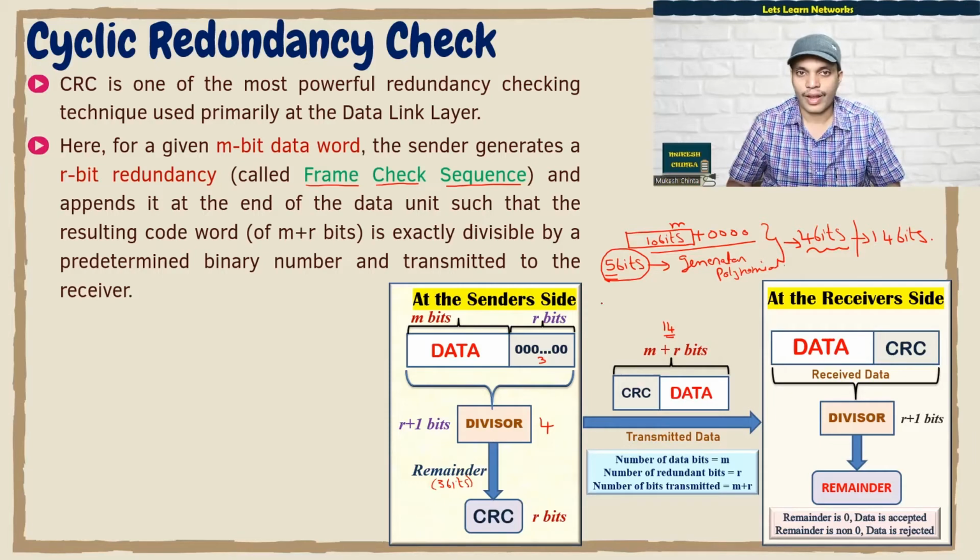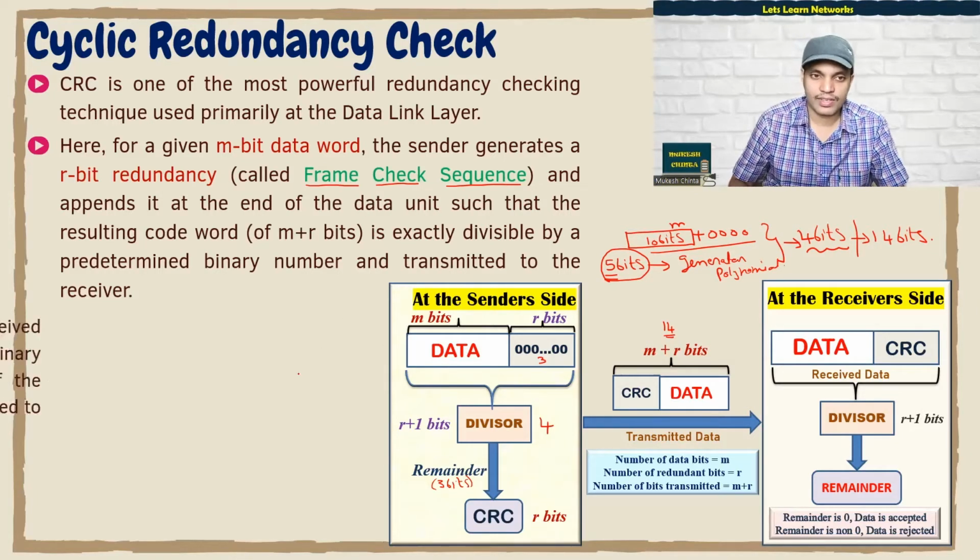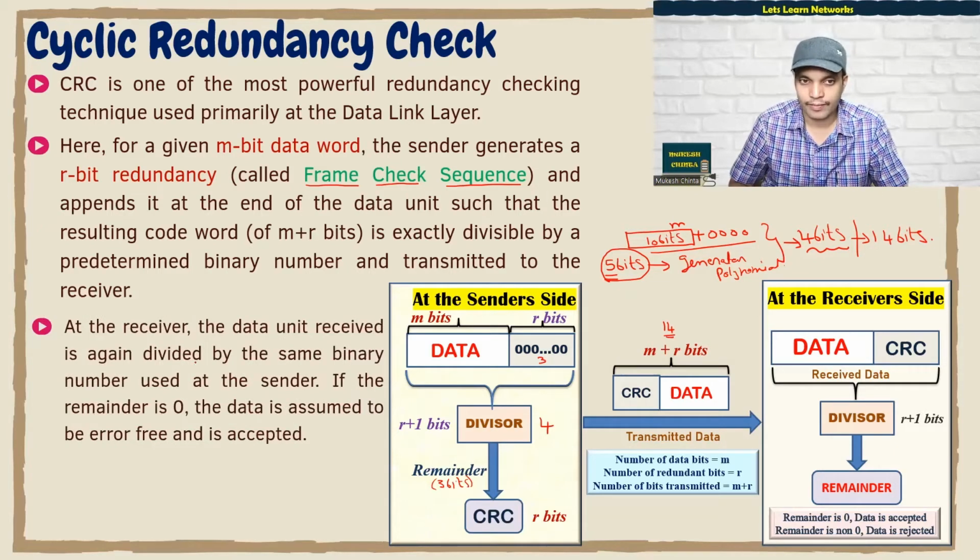So for an m-bit data word, the sender generates an r-bit redundancy, which we call the frame check sequence, and appends it at the end of the data unit. At the receiver side, you do the same process again. At the receiver, the data unit received is again divided by the same binary number used at the sender.